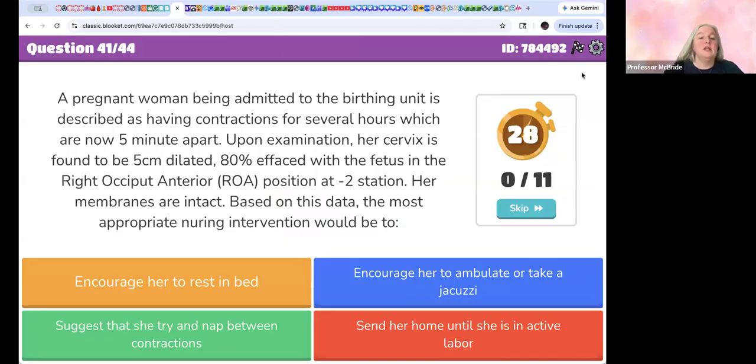A pregnant woman being admitted to the birthing unit is described as having contractions for several hours, which are now 5 minutes apart. Her cervix is 5, 80%, and -2, and her baby is right occiput anterior. Her water is intact. Based on this data, the most appropriate nursing intervention for her might be what?